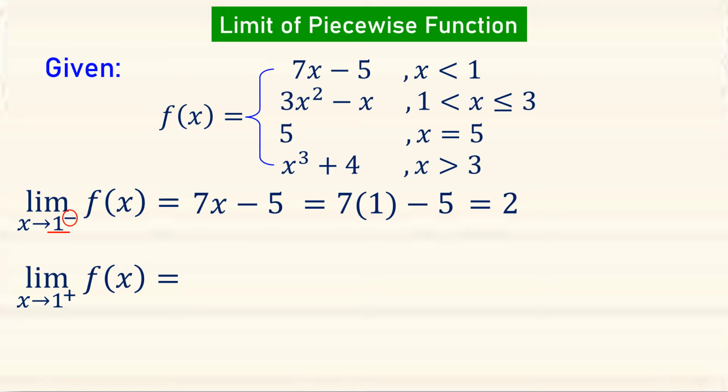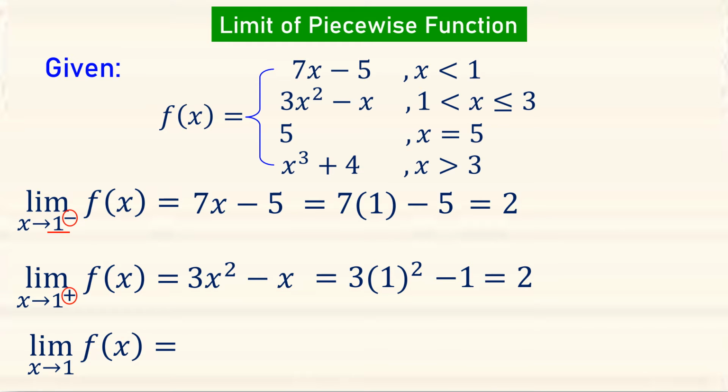Now let us determine the limit of f of x as x approaches 1 from the right. So it is positive, or just a plus symbol. So we are going to take a look at x greater than 1, and we will be using 3x squared minus x. Then we are going to put the value of your x, which is 1. So 3 minus 1 is 2.